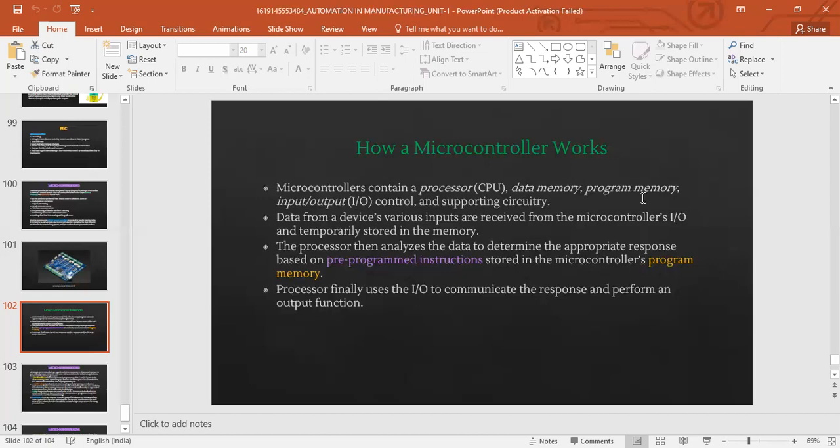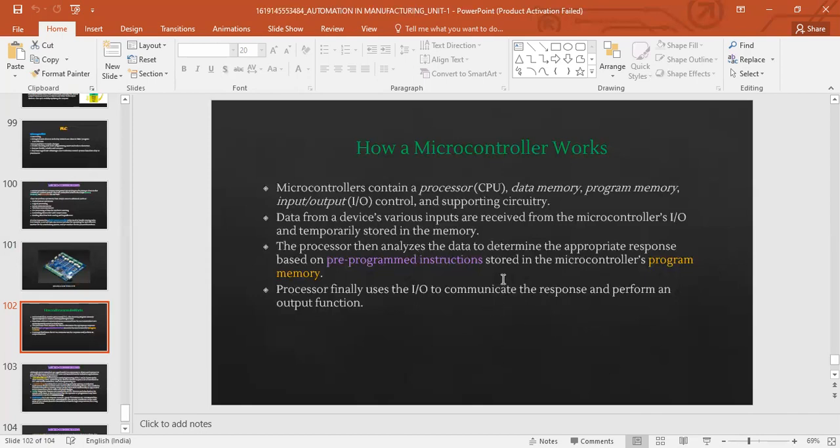You see that two divisions, data memory and program memory. One is for storing the data, that is the input data that you're receiving. The other is program memory, for your programming data to reside. Your program also needs space, isn't it? So your pre-programmed instructions will be stored in your program memory. The processor finally uses the input output to communicate the response and perform an output function, right?